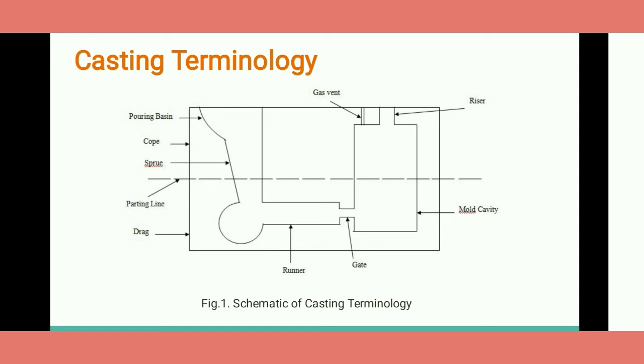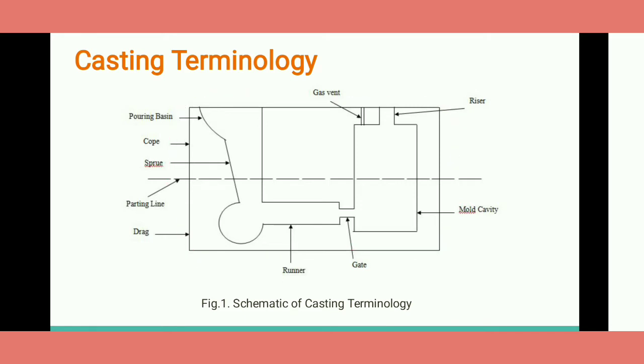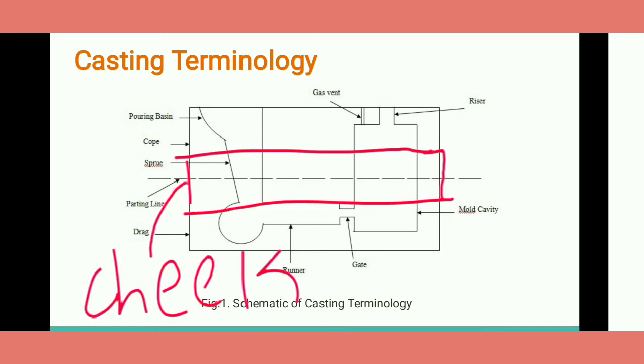On the outside periphery you can see a flask or a box, and in between the flask there is a parting line. This parting line divides the top part and the bottom part of the flask. The top part of the flask is called the cope, and the bottom part is called the drag. Sometimes there are three parts of this box. The top part is the cope, the bottom part is the drag, and in between there is one more part, which we call the cheek.